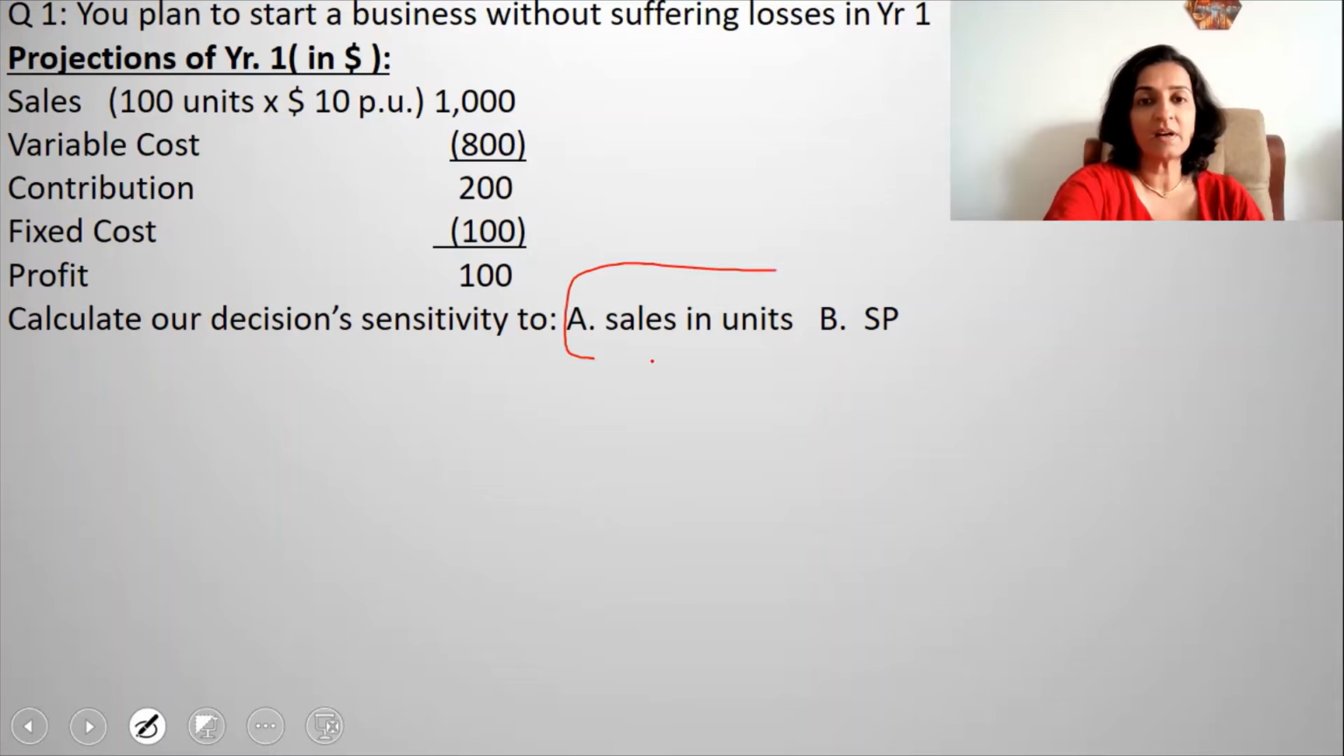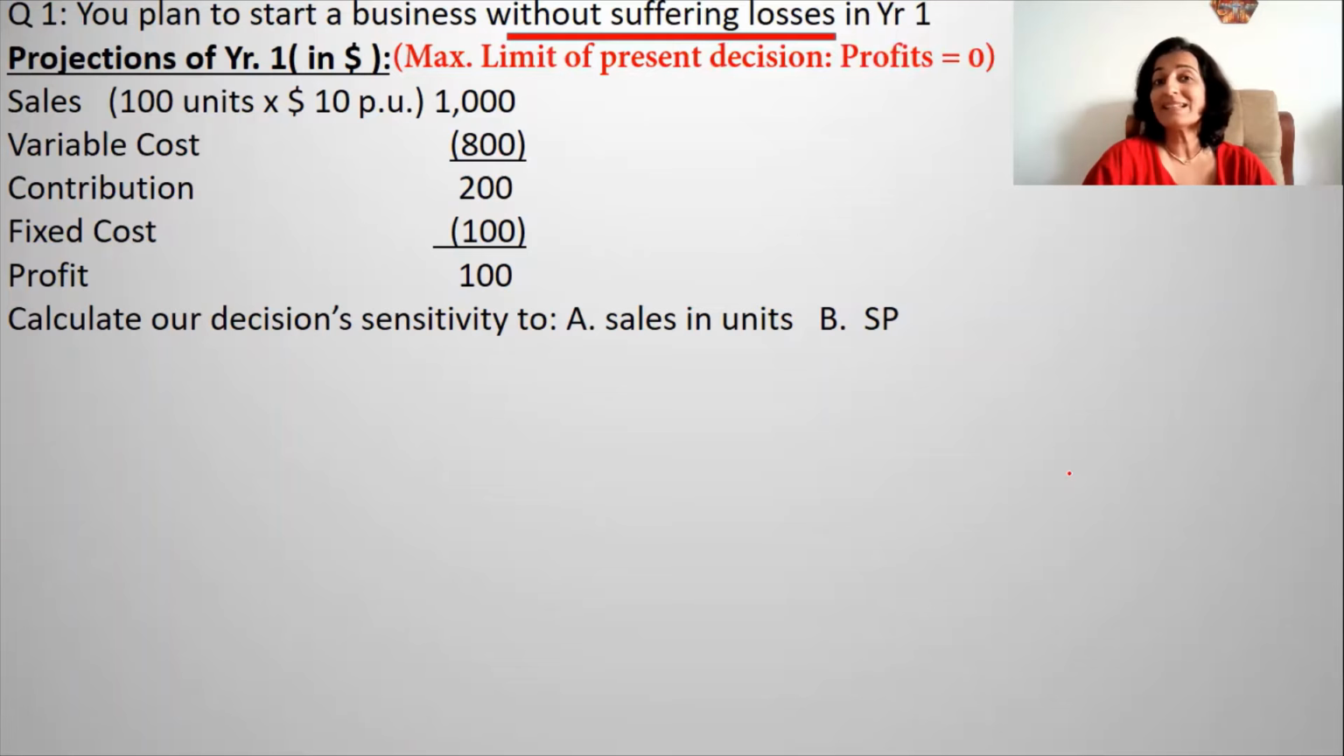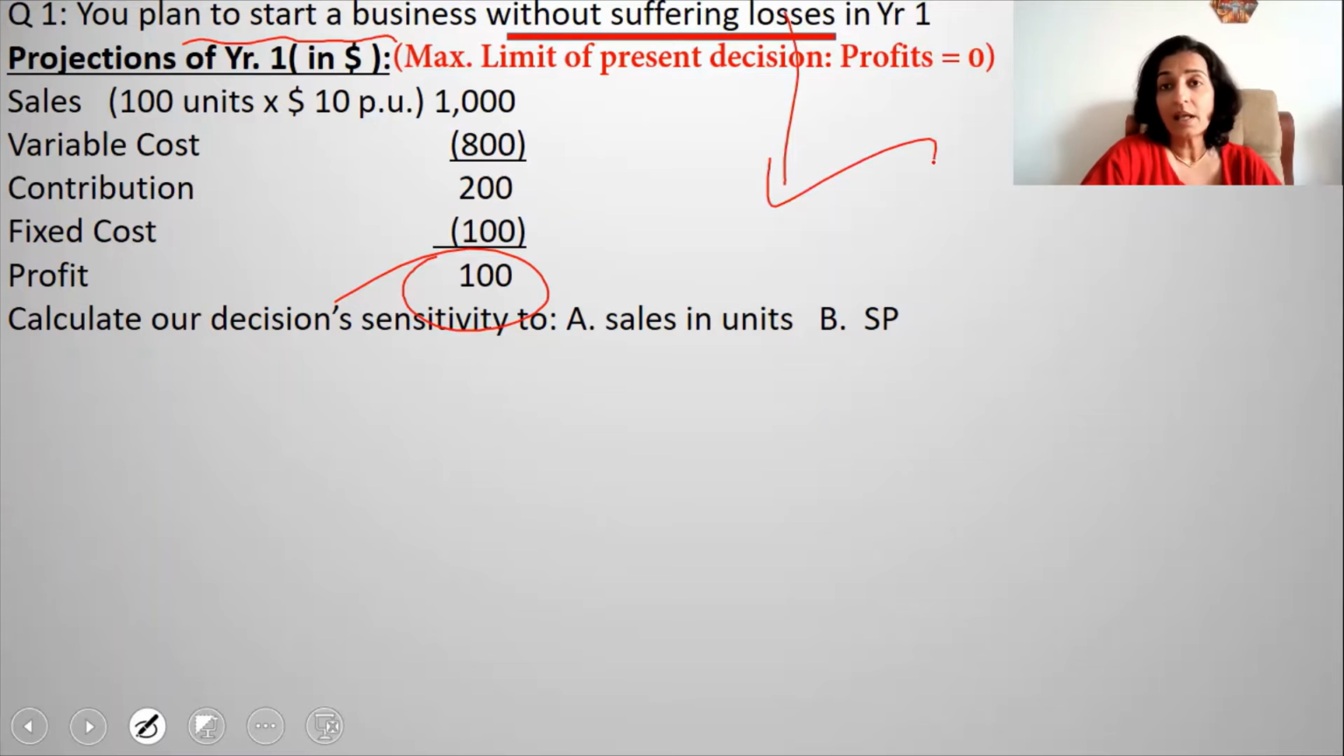So we will tackle the first part, A, that is sensitivity to the sales in units. This is the same thing that I showed as visuals. Now, what is given in the question? Without suffering losses. That is a maximum limit of our present decision. What is our present decision? To start a new business without suffering losses in the first year. So right now we have projected a profit of $100 and we don't want to suffer losses in year 1, which means that the maximum limit is profit is equal to 0. We cannot go below profit is equal to 0. That is, we cannot incur losses.